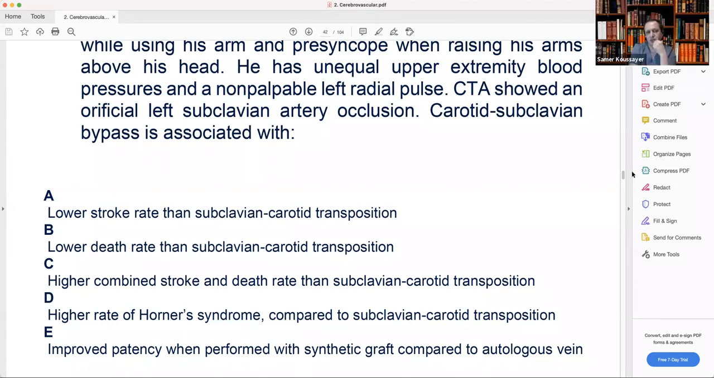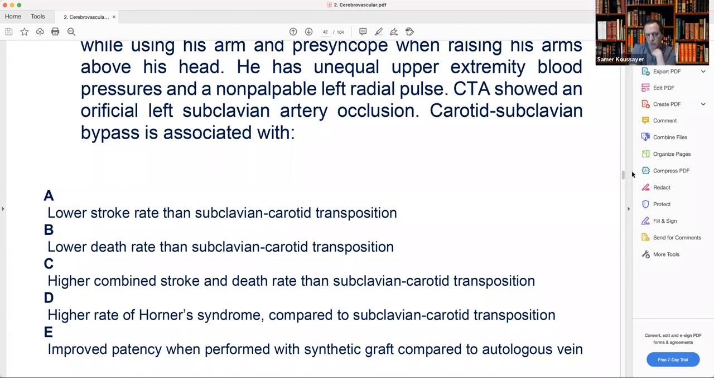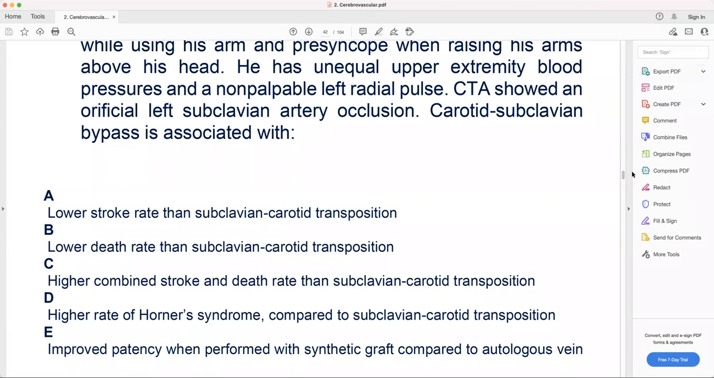Horner syndrome happens from injury to what? The sympathetic chain, T1. Which one do you need to dissect more, the transposition or the subclavian bypass? Which one needs more dissection? The transposition.